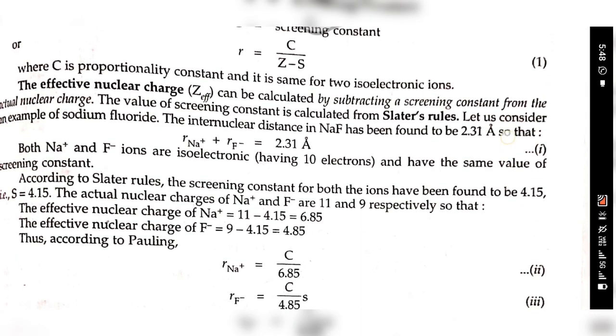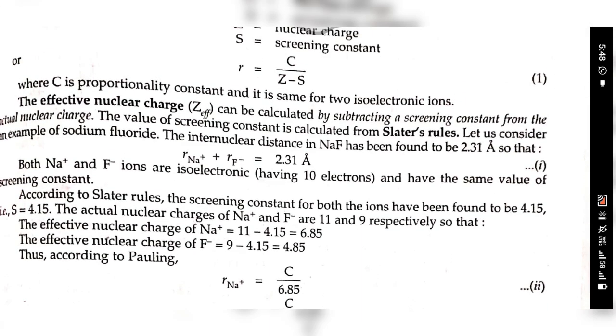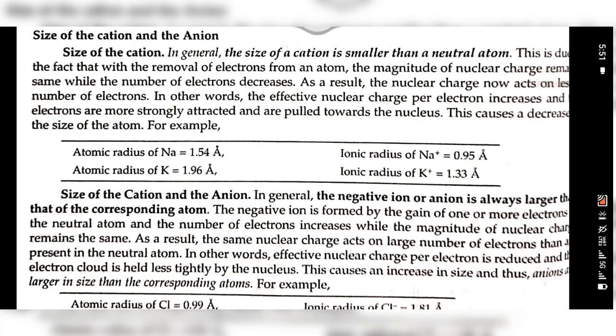Let us consider an example of sodium fluoride. The internuclear distance in NaF has been found to be 2.31 angstrom, so that r of Na+ plus r of F- is equal to 2.31 angstrom. Both Na+ and F- ions are isoelectronic and have the same value of screening constant. Now, size of cation and the anion.